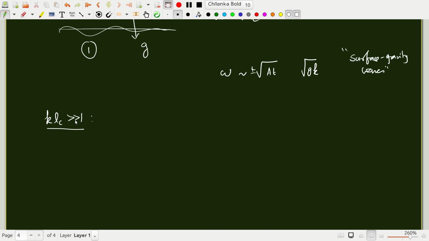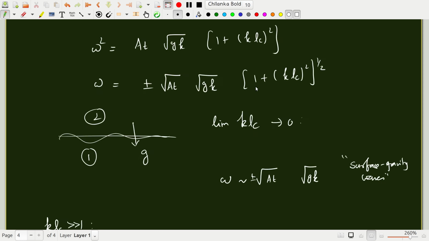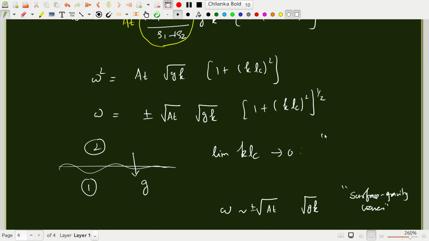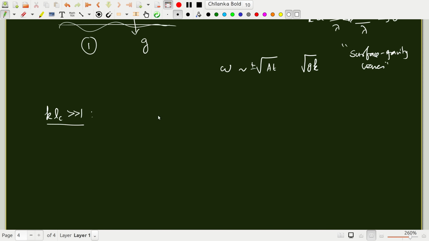So when k LC is small compared to 1, what this means is you consider the limit of long waves, that is k is inversely proportional to the wavelength. So when k LC is tending to 0, we have LC by lambda tending to 0, that is the wavelength of the perturbations is large compared to the capillary length scale. In the opposite limit, the wavelength of the perturbation is very small, these are short waves. Long and short waves always we have to refer to compared to a length scale. So in this particular case, it is the capillary length which is the length scale.